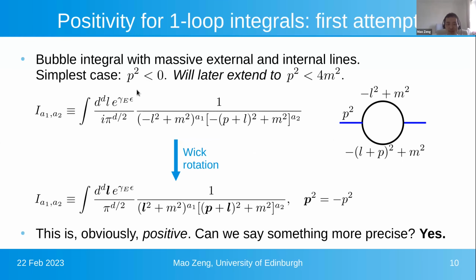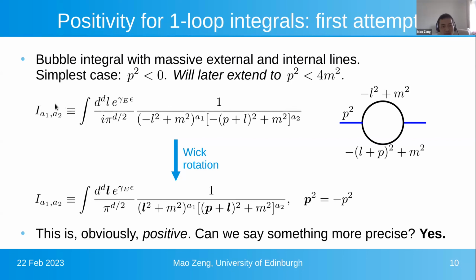So here's the one-loop example. It's a very simple bubble integral with an external massive leg and also internal massive lines with mass m. We will first look at the simplest case, which is the case where p squared is smaller than 0. In such cases, it's easy to do a Wick rotation to go from Minkowski space to Euclidean space. Now you get integrals in Euclidean space.